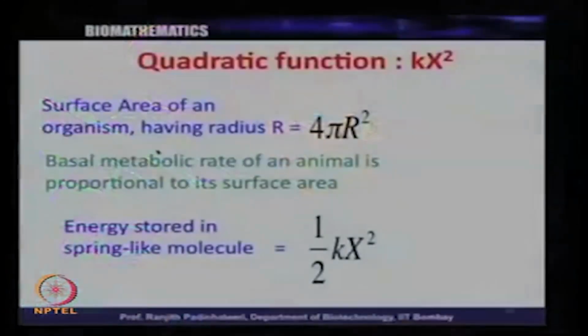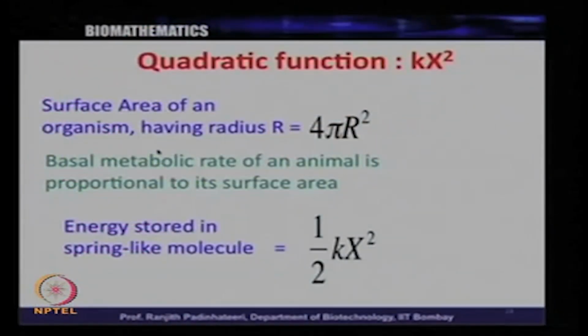For example, the surface area of an organism. If you have a spherical organism, the surface area is basically 4 pi r square again. And this is important because the basal metabolic rate of an animal is proportional to its surface area. So, basal metabolic rate will be a quadratic function of the radius. The more the radius, the more the metabolic rate could differ.